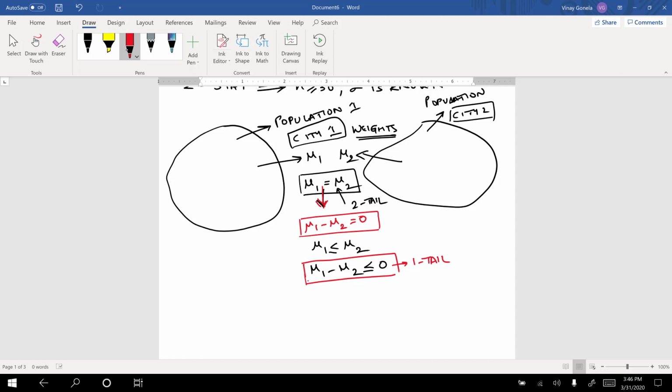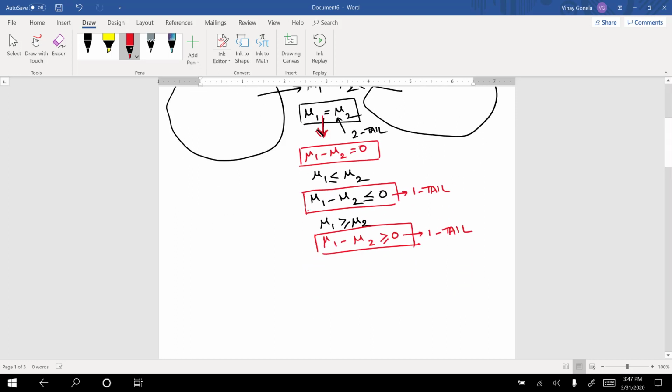The third instance that can happen is mu1 greater than or equal to mu2. That means city 1 people's weight is greater than city 2's people weight. So this can also be written as mu1 minus mu2 greater than or equal to 0. Again, this is a one-tail problem, as we are analyzing one side of a normal distribution curve.